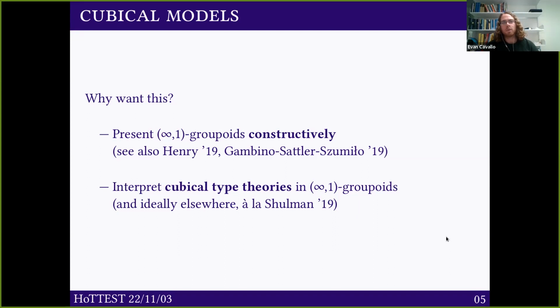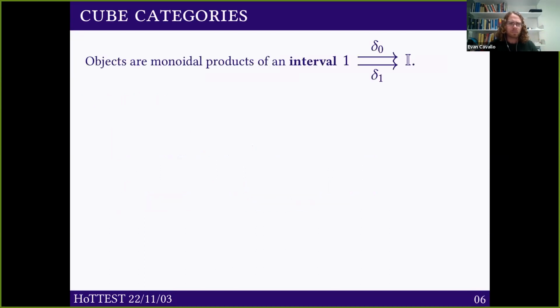Another thing we might like is to interpret not just HoTT, but cubical type theories in infinity groupoids. There we would want some kind of cubical presentation. Ideally, that would be a springboard to get to interpretations of cubical type theories in other places, following the way Mike does things based on the simplicial model.